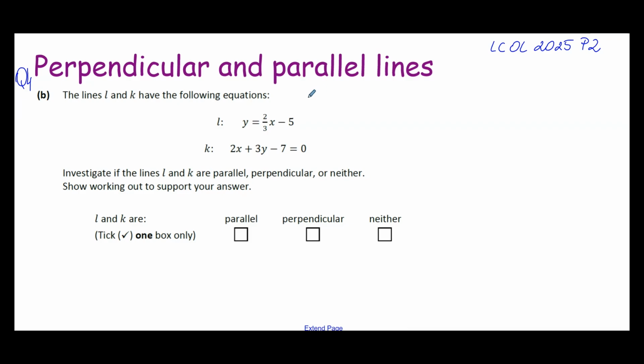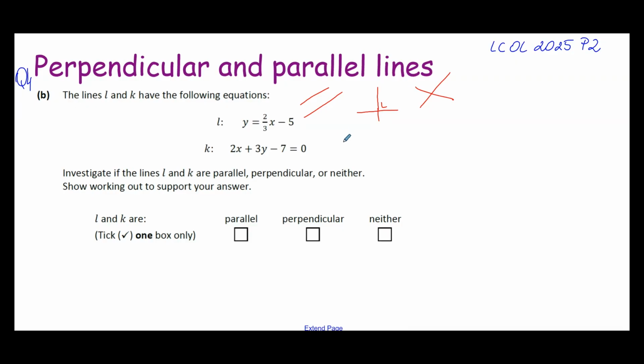So, are they parallel to each other? Meaning the distance between them is always the same and they never meet. Or perpendicular, meaning they meet at 90 degrees, or neither. Let's say they cut just like that, at a different angle. Okay, how do we show that?